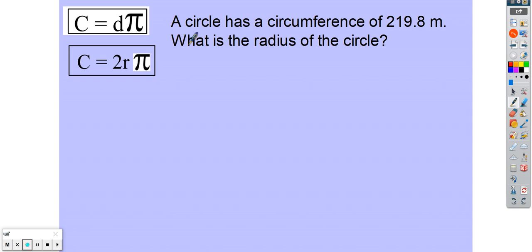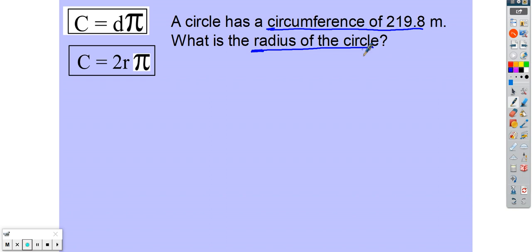So here's a word problem. It says a circle has a circumference of 219 and 8/10 meters. What is the radius? Now, they don't give us a picture here, but they're telling us that we have a circumference that long, and they want us to find the radius. Remember, you always want to start with your formula. We're going to substitute everything we're given into our formula in the correct place.